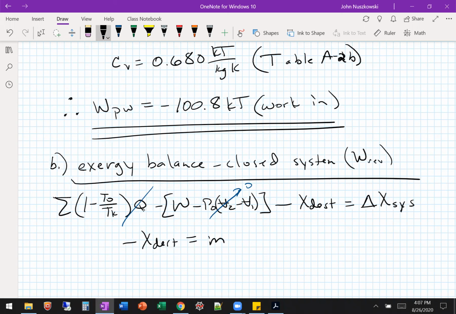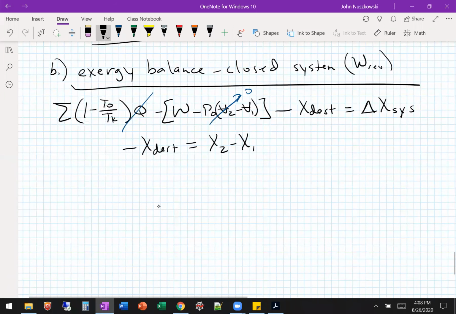Now let's write it. So it's just the change in exergy inside the system. Oh, no, we're doing work reversible. Sorry, I started going the other way.